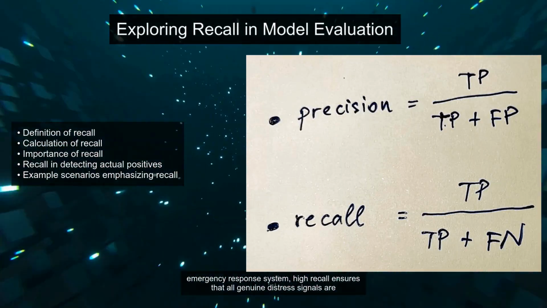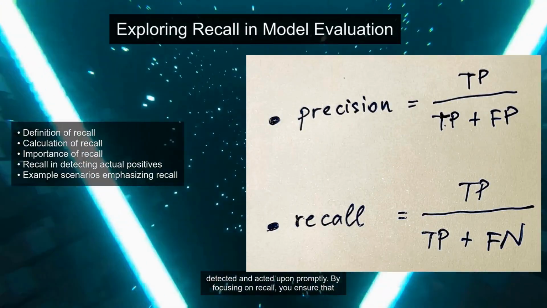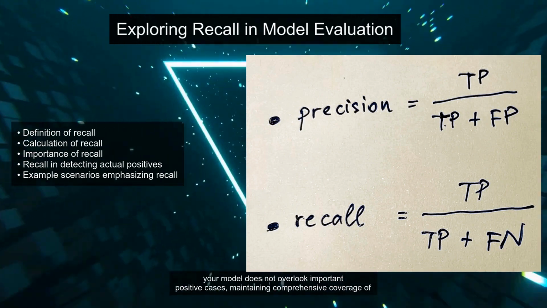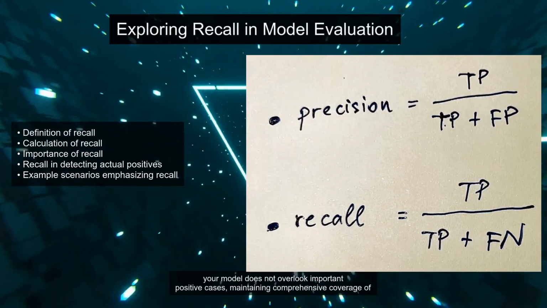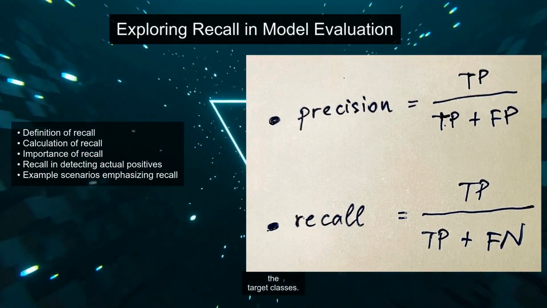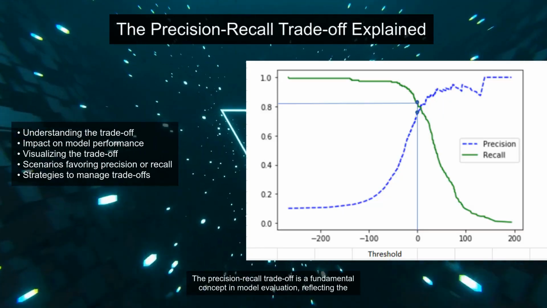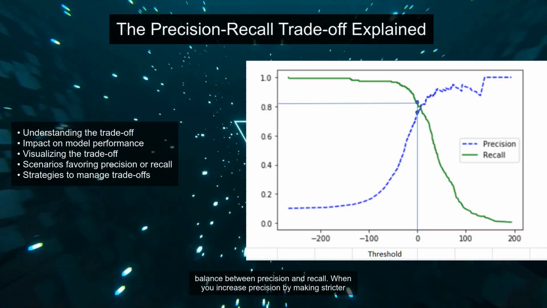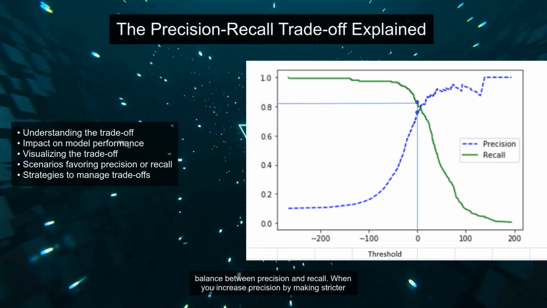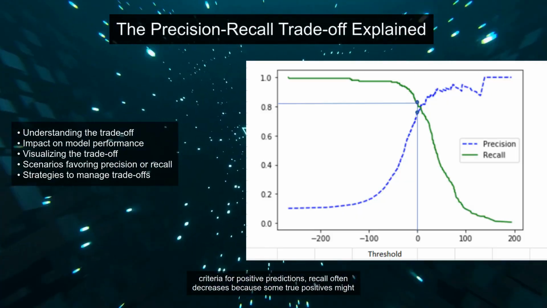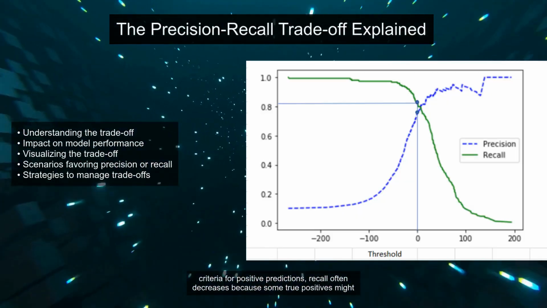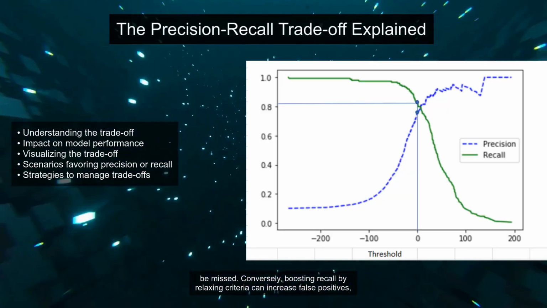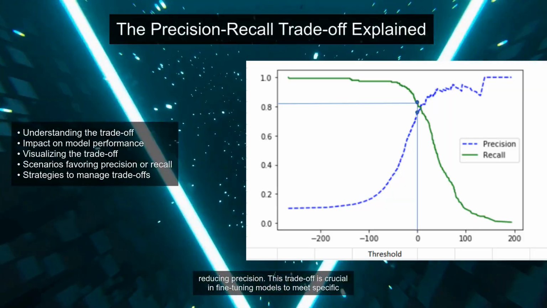For example, in an emergency response system, high recall ensures that all genuine distress signals are detected and acted upon promptly. By focusing on recall, you ensure that your model does not overlook important positive cases, maintaining comprehensive coverage of the target classes. The precision recall trade-off is a fundamental concept in model evaluation, reflecting the balance between precision and recall. When you increase precision by making stricter criteria for positive predictions, recall often decreases because some true positives might be missed. Conversely, boosting recall by relaxing criteria can increase false positives, reducing precision.